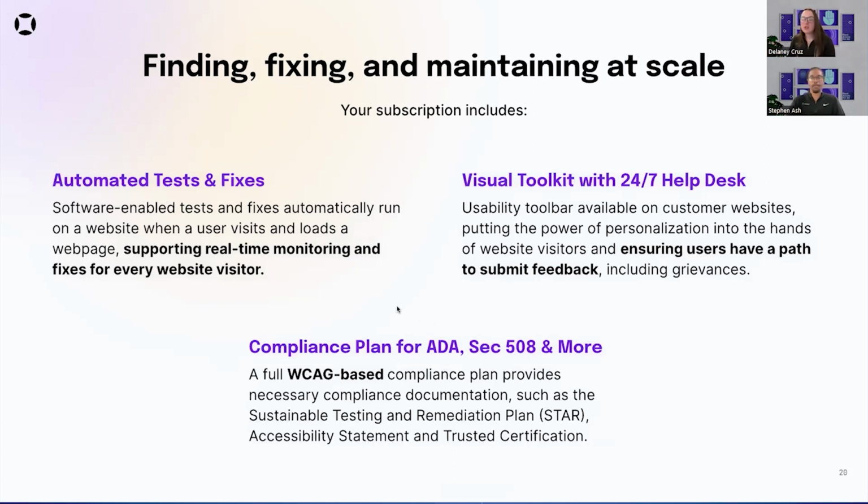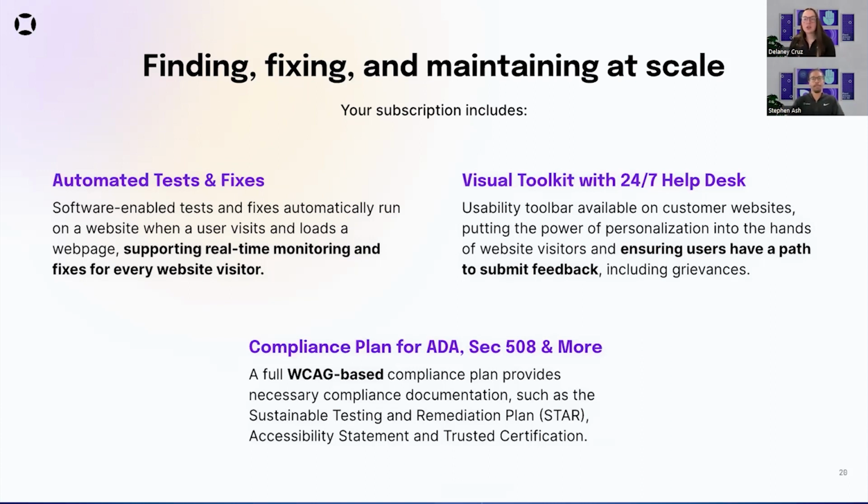Additionally, you will also be entitled to a compliance plan for ADA, Section 508, and more, which is a full WCAG-based compliant plan, provides necessary compliance documentation, such as the Sustainable Testing and Remediation Plan, Accessibility Statement, and Trusted Certification. The STAR plan, or Sustainable Testing and Remediation Plan, essentially outlines how AudioEye is interacting with a website to help ensure that it's accessible to individuals with disabilities.